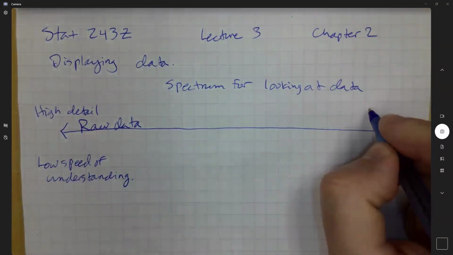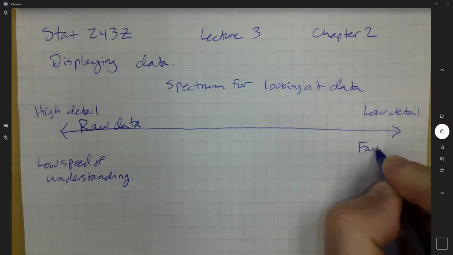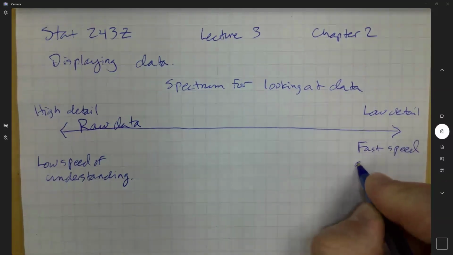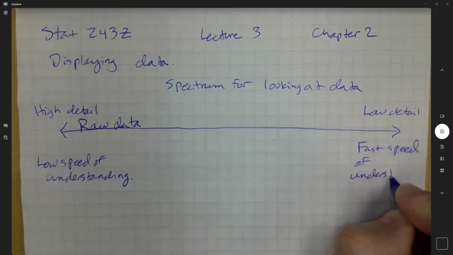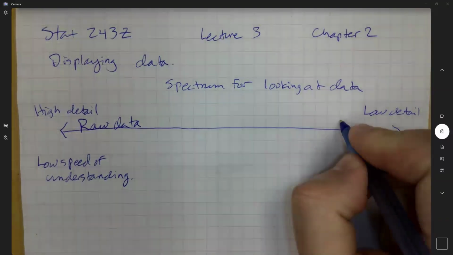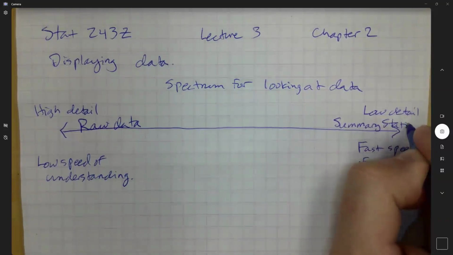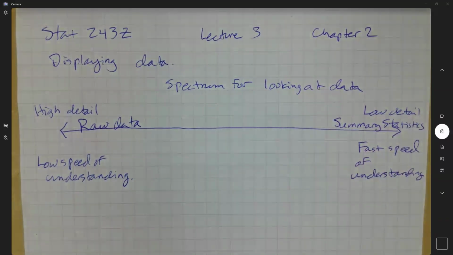Way over here on the other side, we have low detail, but fast speed of understanding. And which way can we look at data to have low detail but fast speed? Summary statistics, exactly. So one number or a small set of numbers that describe the system. And just by looking at those 1 to 3 numbers, you can get a quick understanding of what's going on, even if it's not a lot of detail.